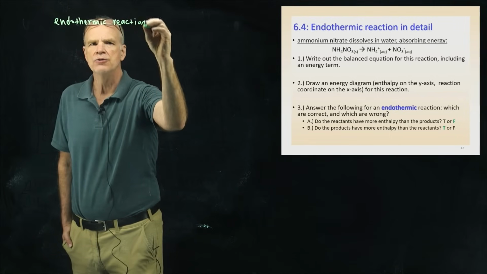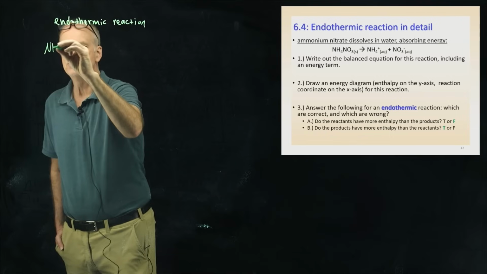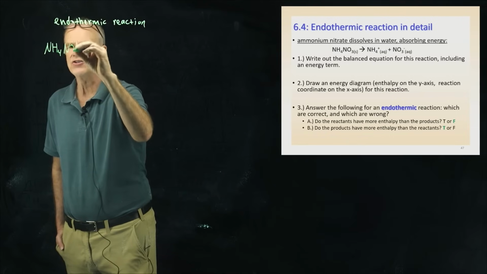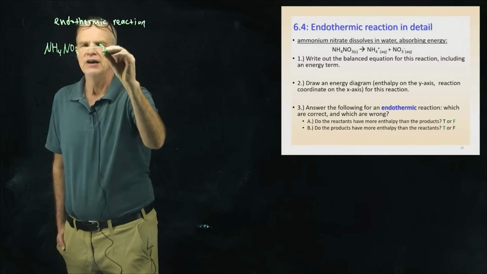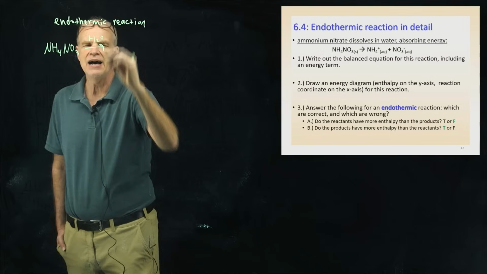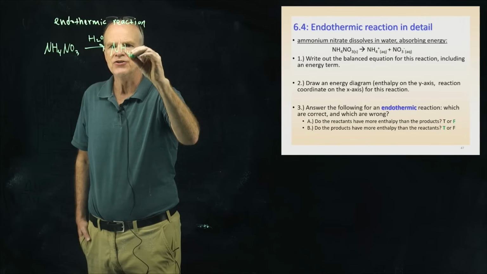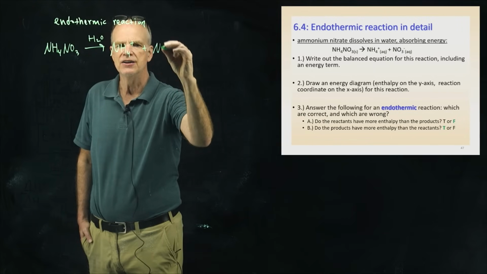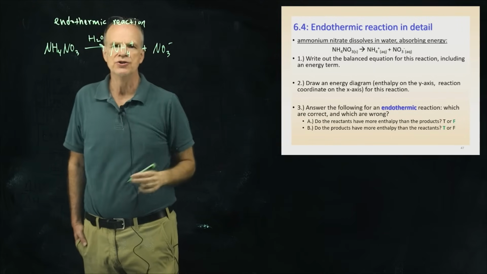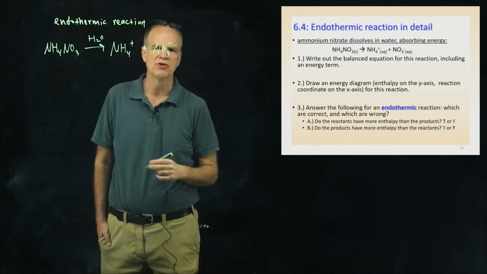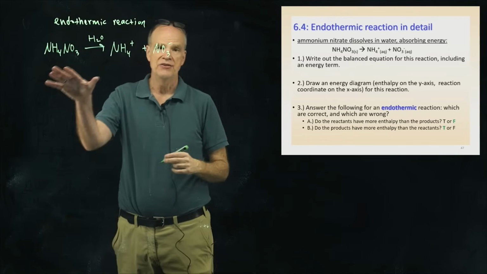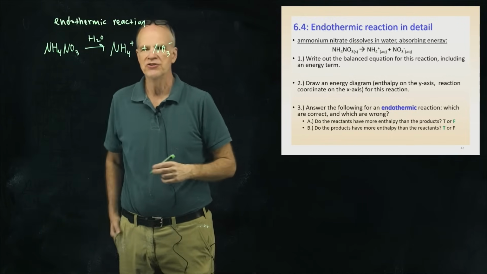And here the reaction is taking ammonium nitrate, an ionic salt, and adding it to water and having it dissociate to produce ammonium ions and nitrate ions. And what I'm going to do is leave out state symbols to make my life easier. And I think you can see right now that this is a balanced equation.